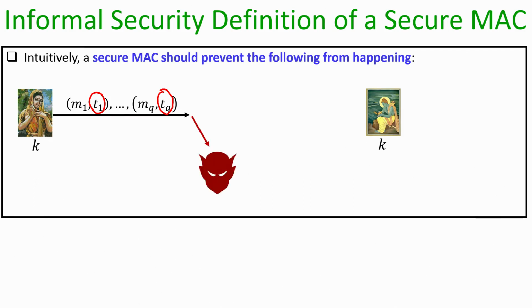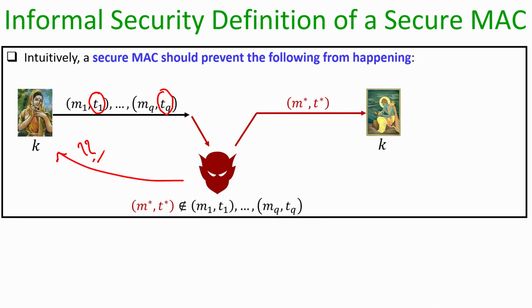And now we have a malicious adversary which intercepts all these message tag pairs, but it does not know the value of the key. The key is unknown to this attacker, and the goal of the attacker is to produce a new message from the message space and the corresponding tag, such that the message tag pair is different from all the message tag pairs that it has intercepted or which have been communicated by the sender, such that when it forwards the new message tag pair to the receiver, the tag verification outputs 1. That means the tag verification is successful.